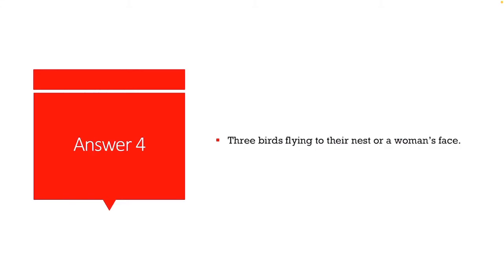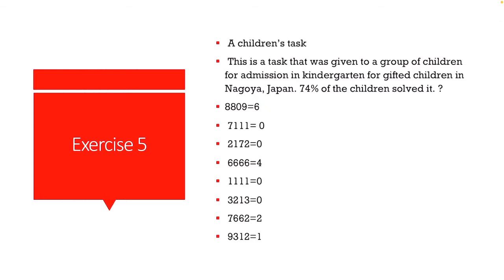Okay, next exercise is a children's task. This task was given to a group of children for admission in kindergarten for gifted children in Nagoya, Japan, and 74% of the children solved it. So go through the task and we'll discuss the solution. We'll read out the numbers given.